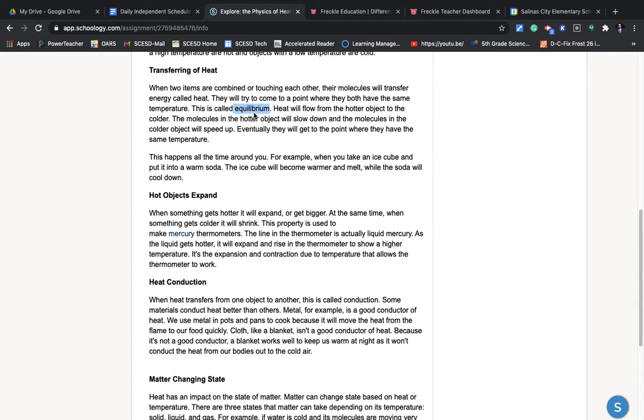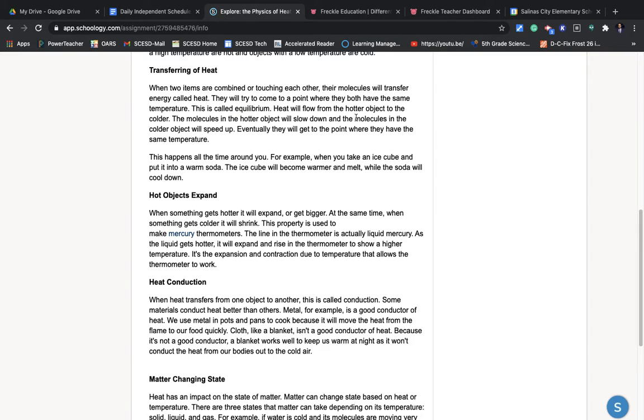That is an important word. If you don't know it, I guarantee it. Write it down, okay? And the definition is they will try to come to a point where they both have the same temperature. So it's literally equilibrium is it trying to equal or balance itself out. Please write down that term. Now you can pause and give yourself some time to write it down, then press play when you're ready. I'm assuming you're ready because you've pressed play.